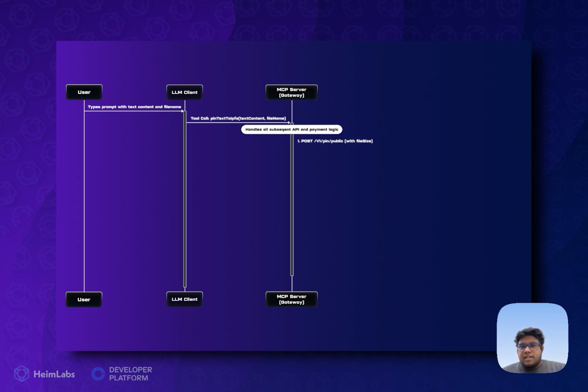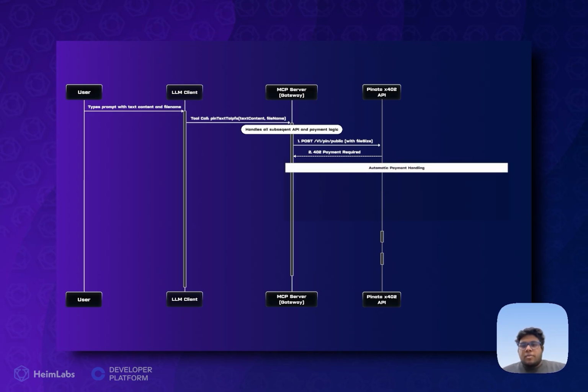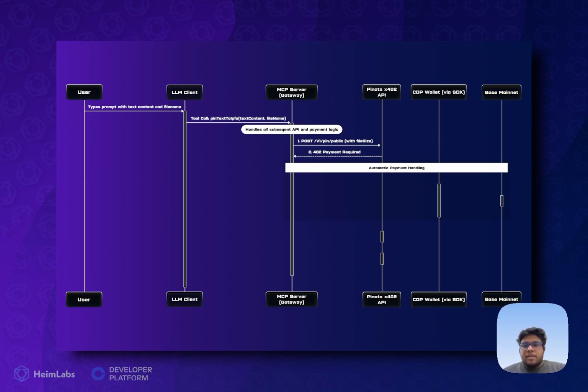First, it does a POST request to the Pinata x402 API with the file size, and the Pinata x402 API returns a 402 Payment Required code. Then the automatic payment handling process comes in, which is handled by the CDP wallet on Base mainnet. This automatic payment handling has numerous steps, like signing the payment transaction, submitting the USDC transaction, and once the transaction is confirmed, returning the proof of payment.